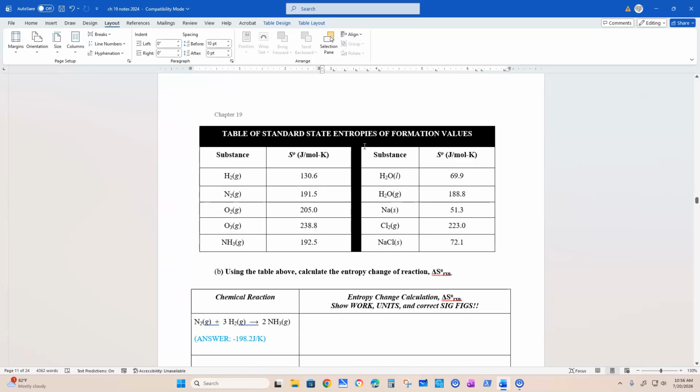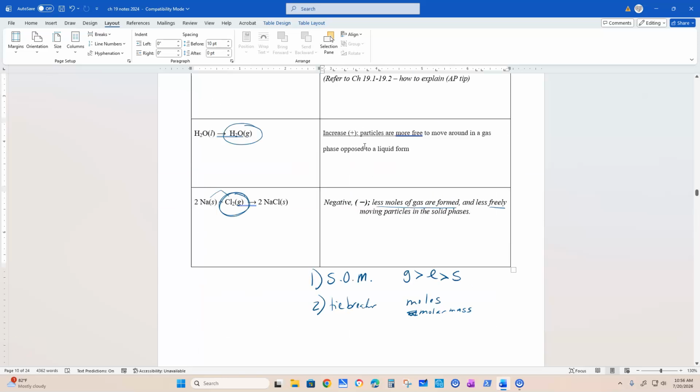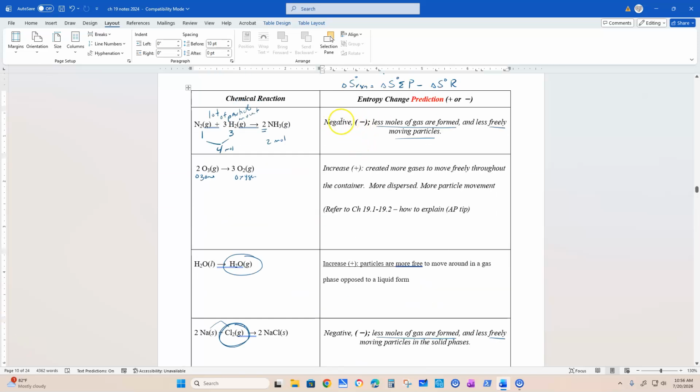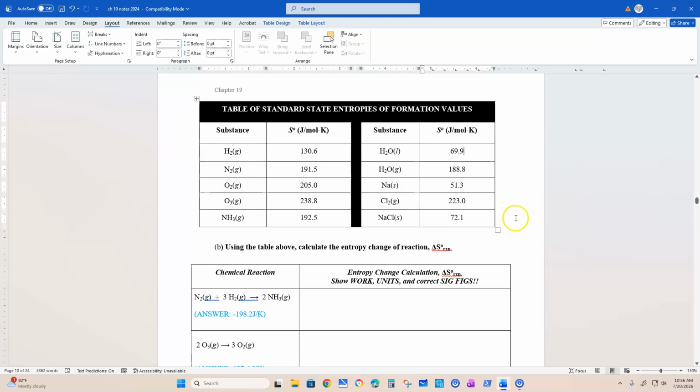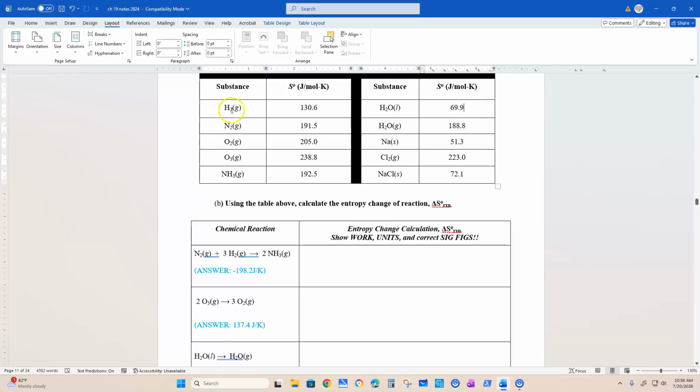So let's actually practice if our predictions are correct. This very first one, we said our answer is going to be negative for the production of ammonia. Let's actually calculate it. I included the delta S values above. We're going to take our delta S reaction, the sum of all the products minus the sum of all the reactants. I already wrote my equation right here. Show your work, show your units, show your sig figs.